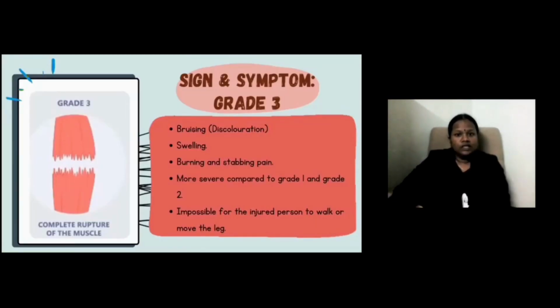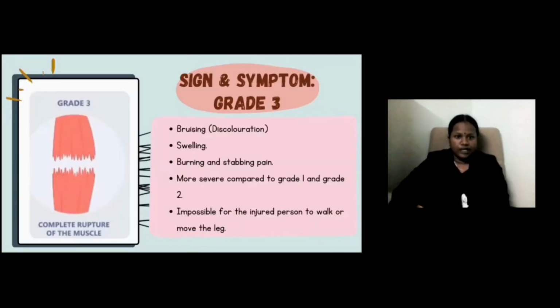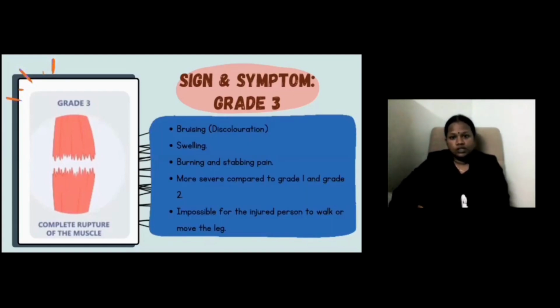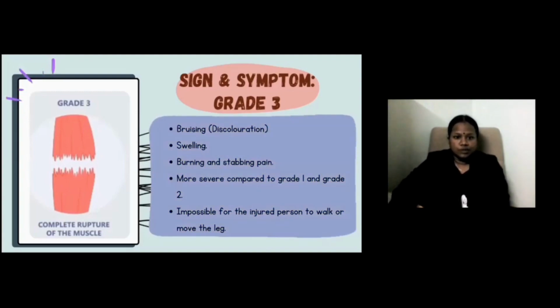Next is grade 3, where the injury is more severe compared to grade 1 and grade 2. It is impossible for the injured person to walk and move their leg. They need someone to help them to walk and need clinical examination. As a sign, the discoloration around the injured area will cover the whole skin of the injured area. The symptom of this grade is burning and stabbing pain in the hamstring muscles.